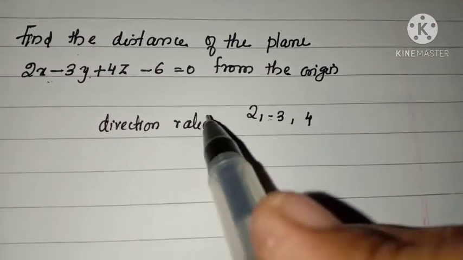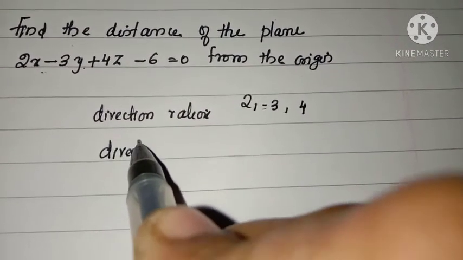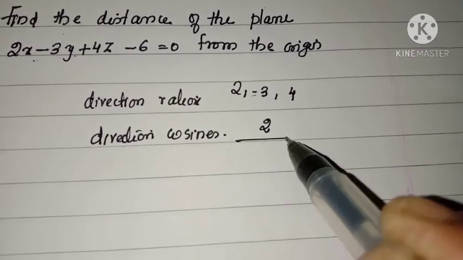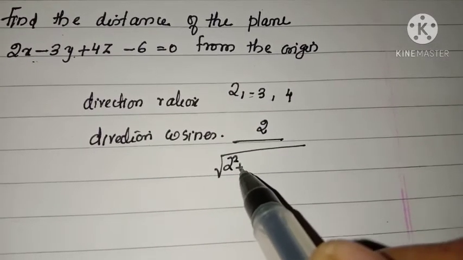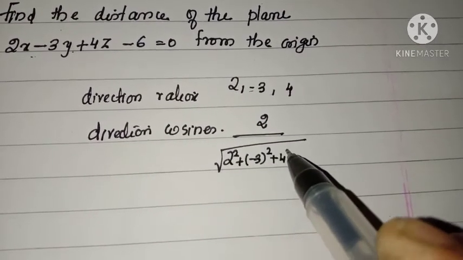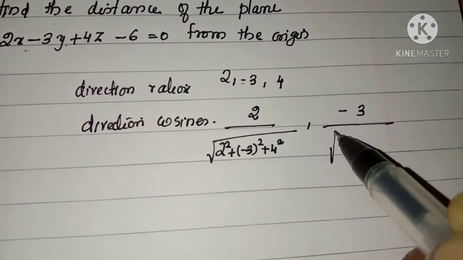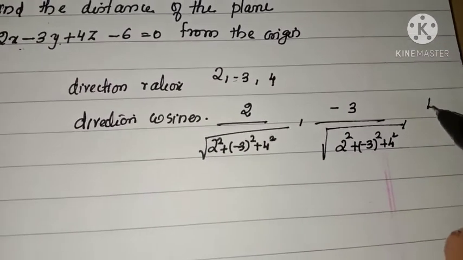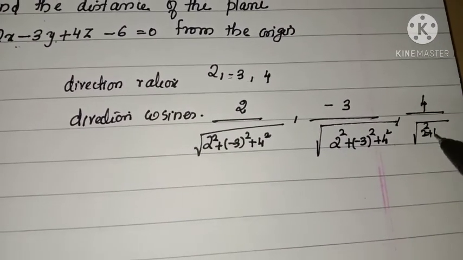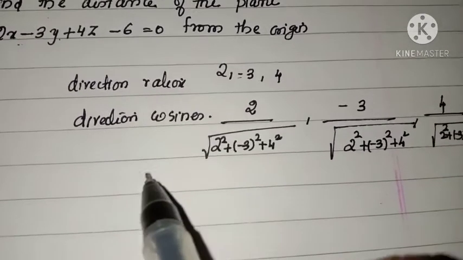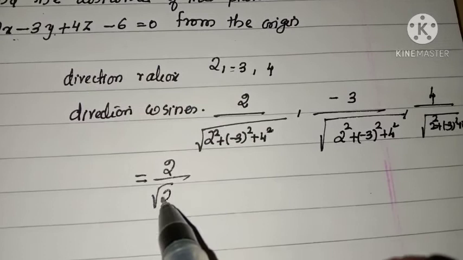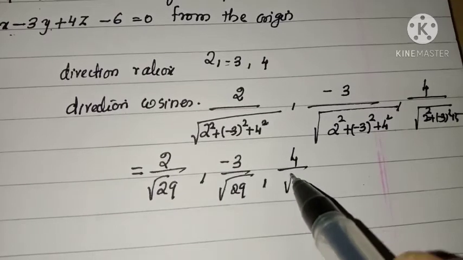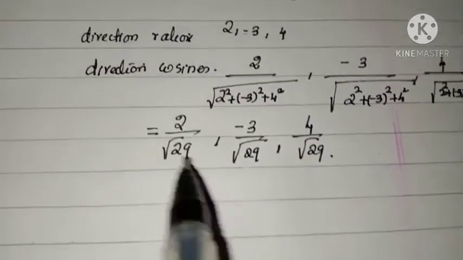If we get direction ratios, we can easily write direction cosines. Direction cosines can be written as 2 by root of 2 square plus minus 3 square plus 4 square, minus 3 by root of 2 square plus minus 3 square plus 4 square, 4 by root of 2 square plus minus 3 square plus 4 square. So this is 2 by root of 29, minus 3 by root of 29, 4 by root of 29. These are the direction cosines.